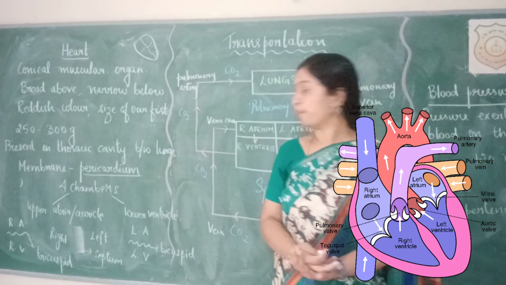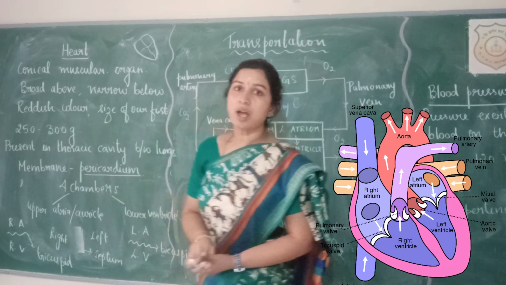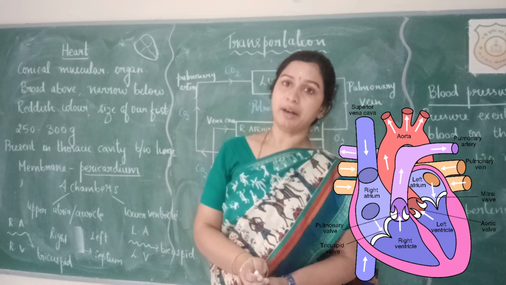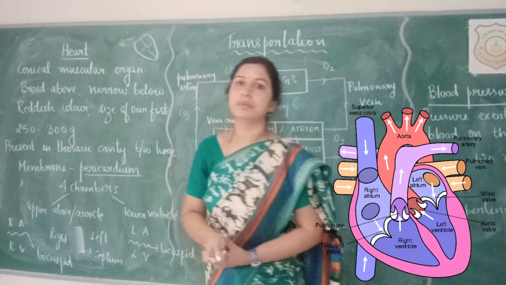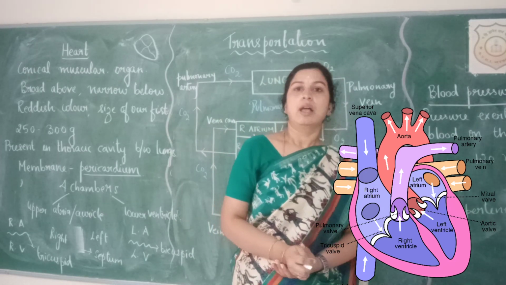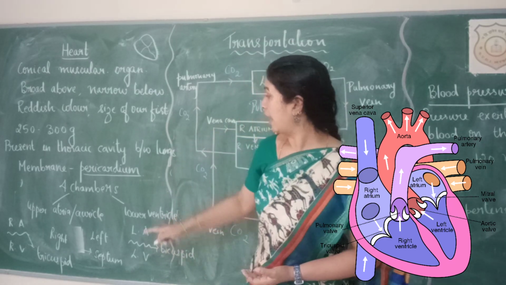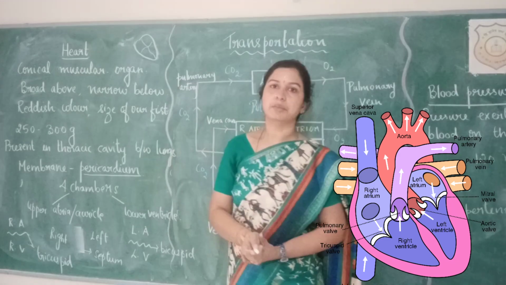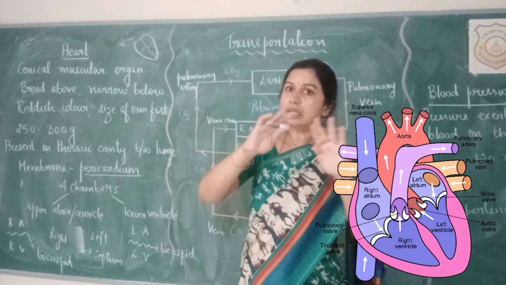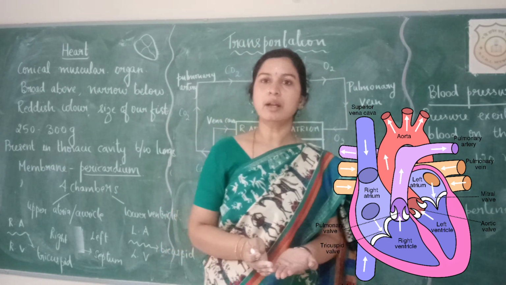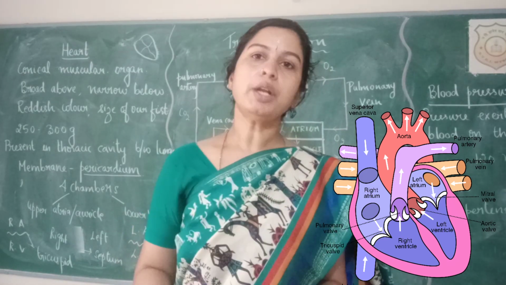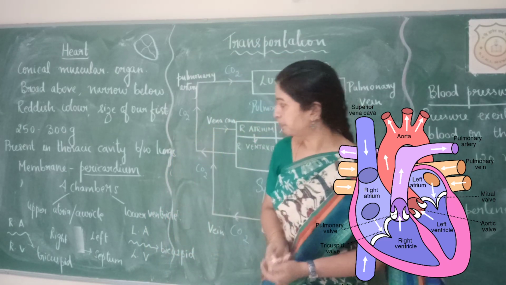The upper 2 chambers are termed as atria or auricles, and the lower chambers are termed as ventricles. Atria is plural and atrium is singular. So there are a total of 4 chambers. The heart is surrounded by the pericardium membrane. The upper chambers are termed as atria or auricles and the lower chambers are termed as ventricles.